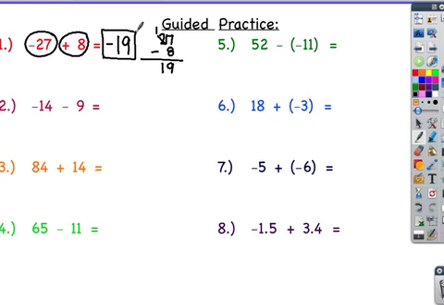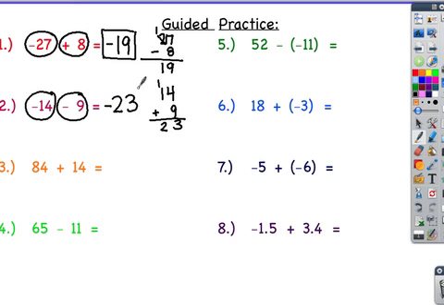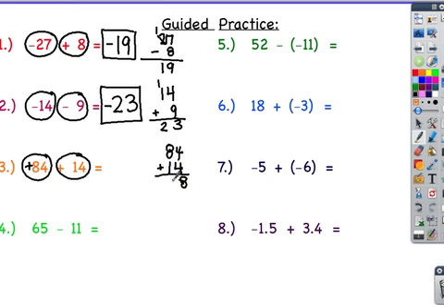Number 2, negative 14 minus 9, I look at as negative 14 and negative 9. Since they have the same sign, I add and keep the sign, so I keep the negative. Negative 23 is our final answer. Number 3, these are both positive, positive 84 and positive 14. Same sign, so I add and keep the sign. So our answer is positive 98.